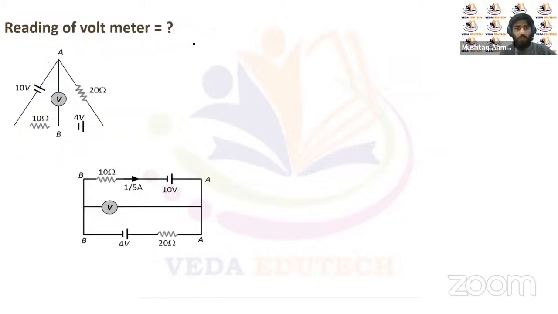So let's move on to the next question. Once again, in the circuit you can see that we have placed these two resistors and this battery in a triangular form. We can rewrite this circuit in this form as well. We have to find the reading of this voltmeter, and let's suppose this is an ideal voltmeter.